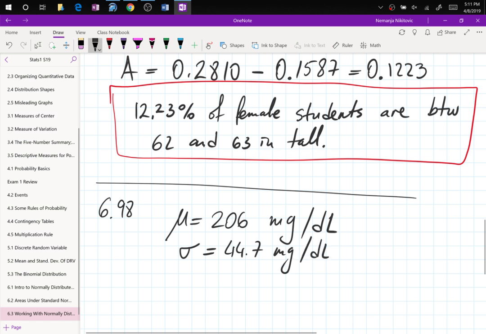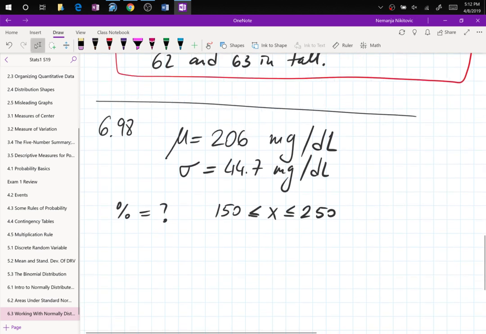Determine the percentage of U.S. females 20 years or older who have a serum cholesterol between 150 and 250. It's the same thing, right? So they're looking for the percentage of females that are between 150 and 250. More of the same.